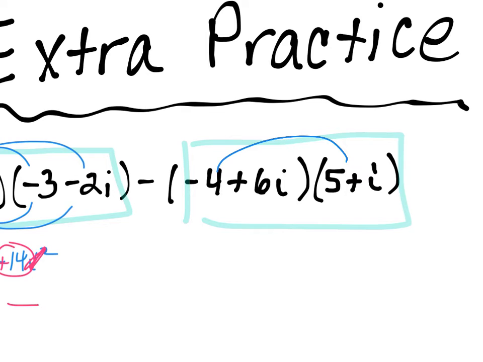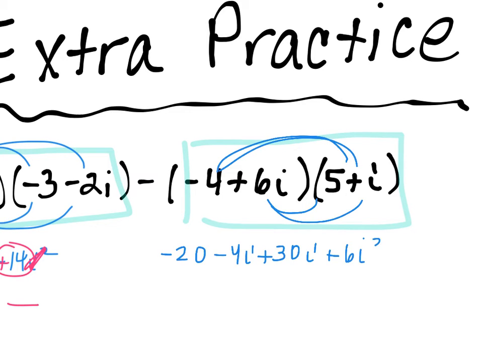What is negative 4 times 5? Negative 20. What's 4 times i? Negative 4i, you're right. What's 6i times 5? And then what's 6i times i? Just kidding, 6i times i is 6i squared. So I see i squared. What do I do? Cross it off. Change the sign. So here's my reals. What's negative 20 and a negative 6? Negative 26. And then what's negative 4i and 30i?